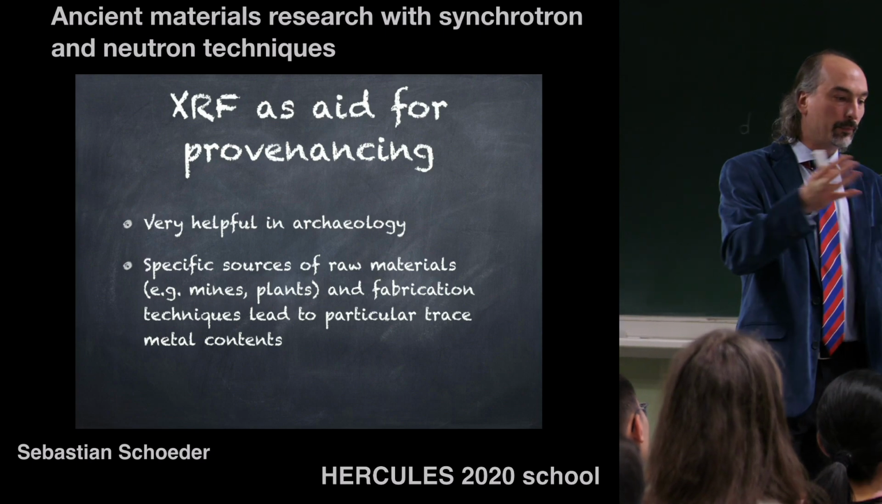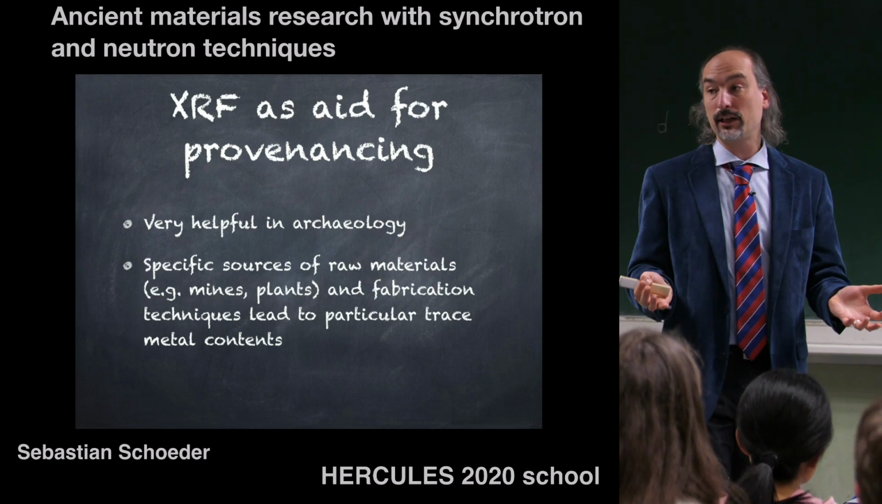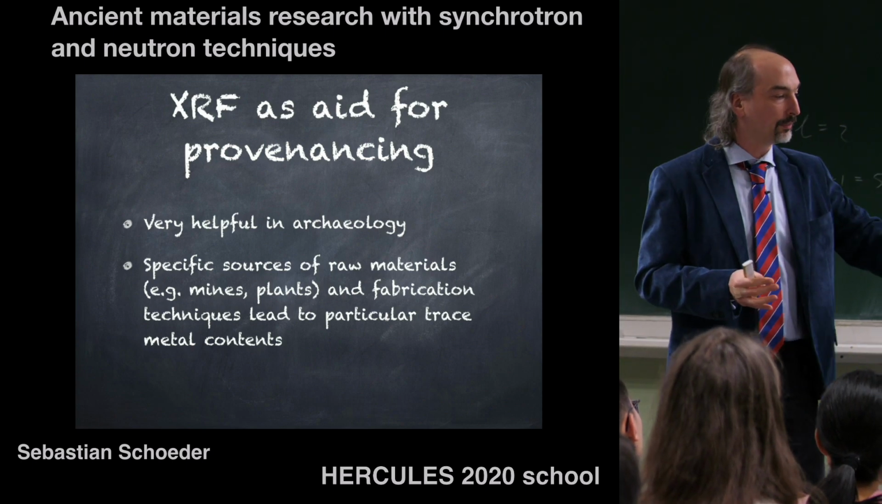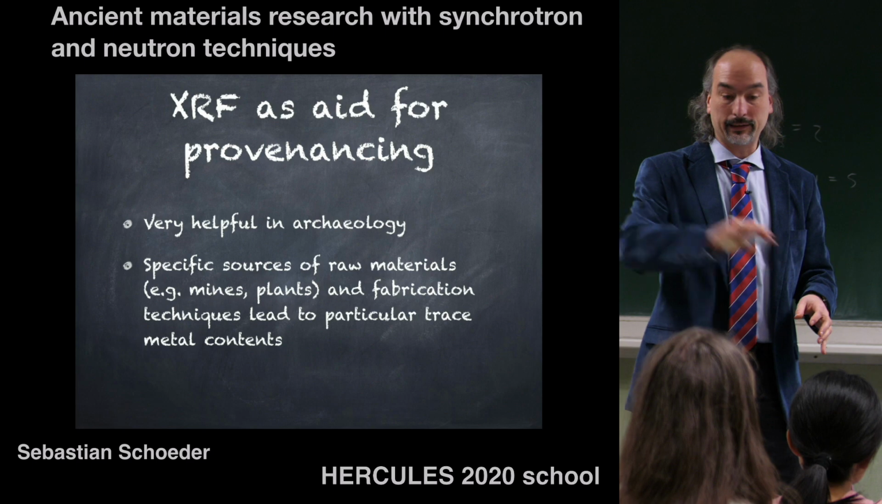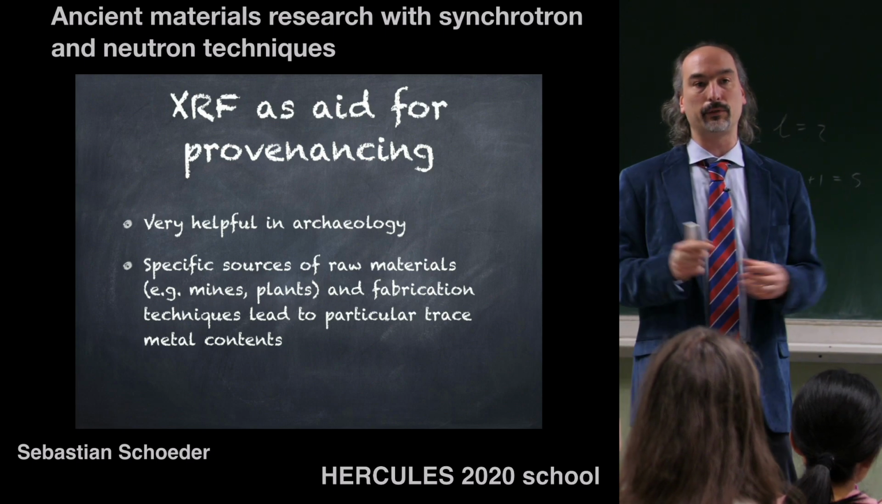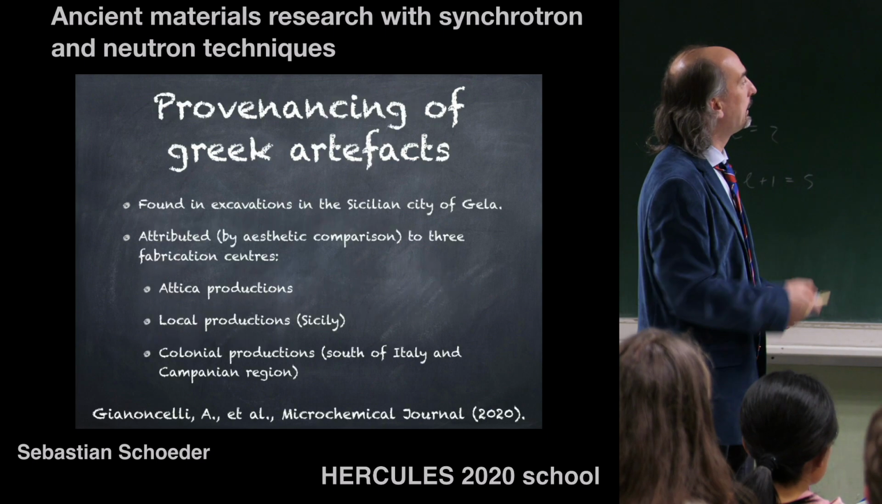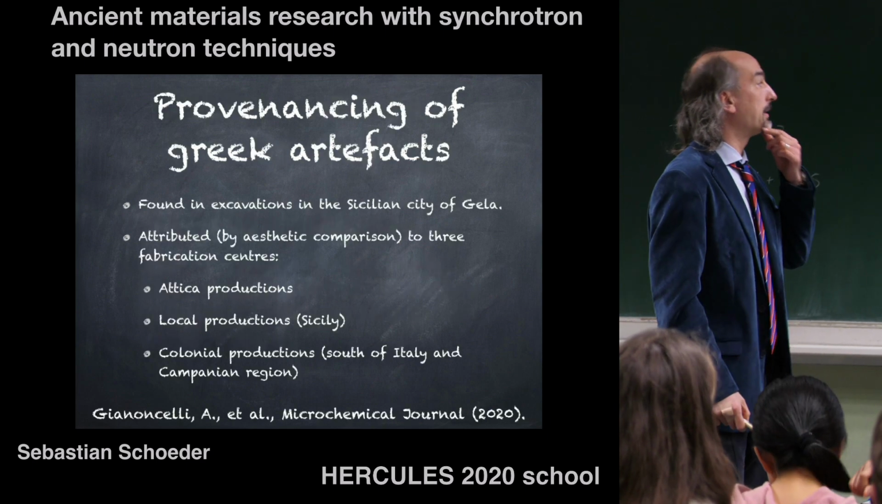And then if you look at a corpus of samples that you found, for example, in excavation, you can look at the trace metals and you're going to see, for example, oh, there's a certain part that has this profile and other has this profile. So these are probably from different regions.